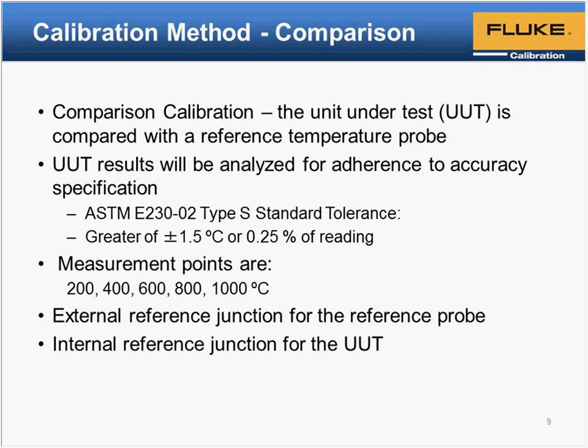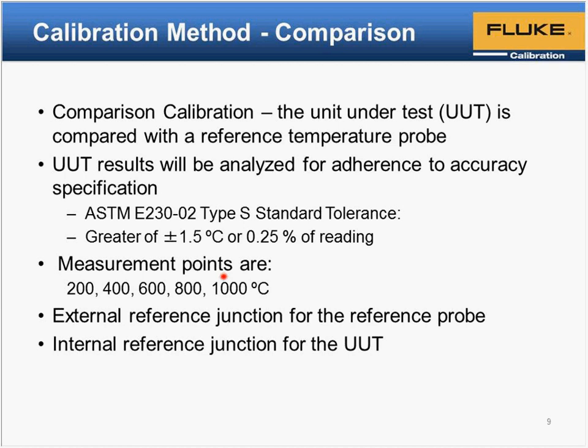Just a few more details on the calibration that we are discussing here. This is a comparison type calibration. The UUT is a type S thermocouple that is verified to meet ASTM E230-02 qualification for a type S thermocouple, with a tolerance of plus or minus 1.5 degrees C or 0.25% of reading. And if we were performing this calibration, we'd be measuring it at several different temperature points.